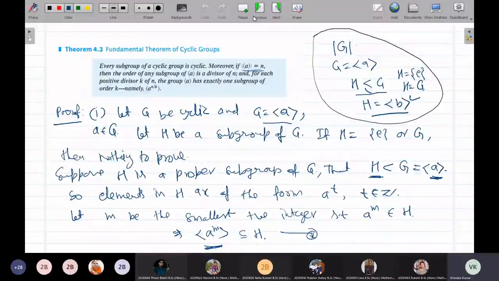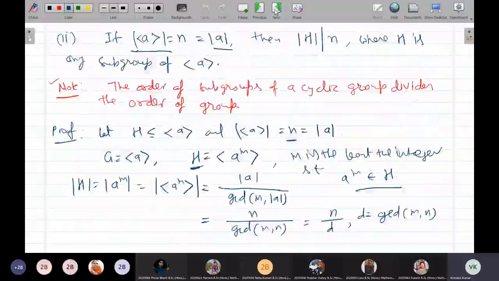So the third part: for each positive divisor k of n, the group A has exactly one subgroup of order k. So what we have to do is, we are given n, and then we can easily find the positive divisors of n, and they will be the subgroups, in other words. Okay, so let us see how we can prove it.